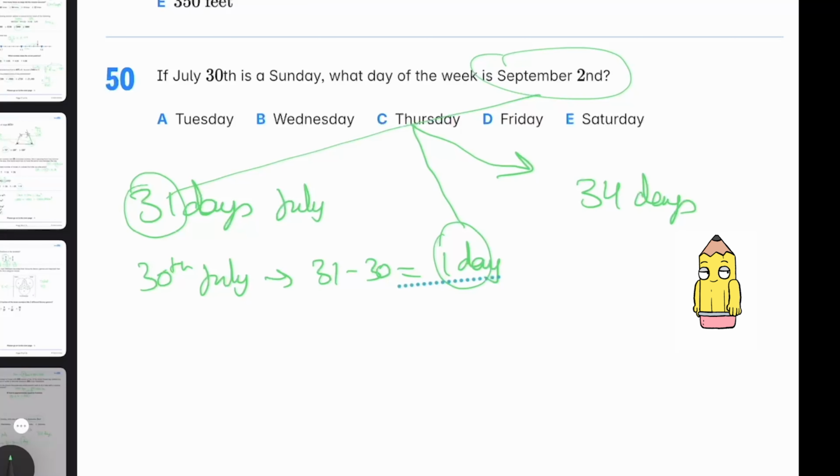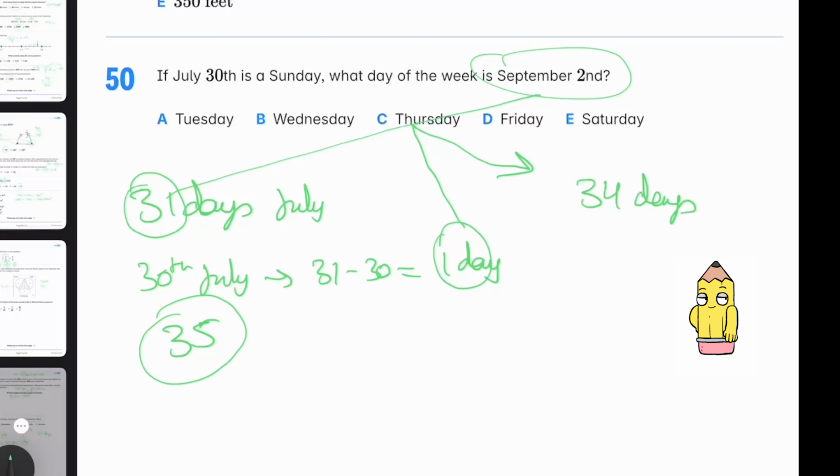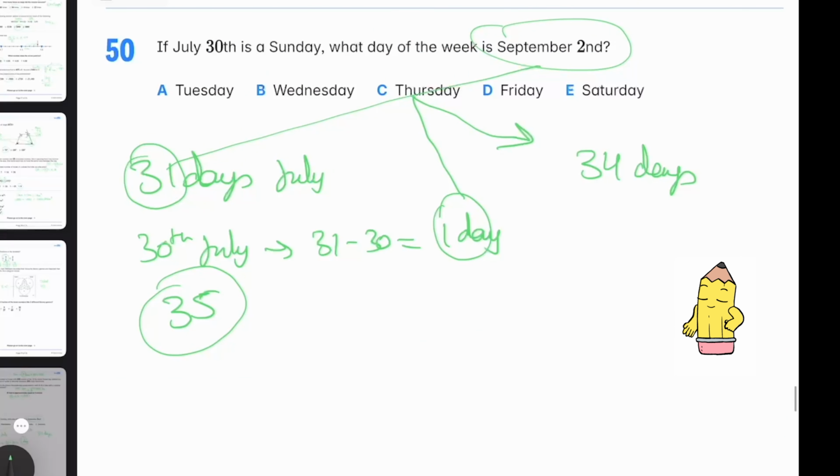And there are 7 days in a week, so 7 days from the 30th would be a Sunday again. So if we have 35 being a multiple of 7, we know it's 35 days from July 30th, and that would also be a Sunday. Therefore, 34 days from July 30th would be a Saturday. And that there is our answer.